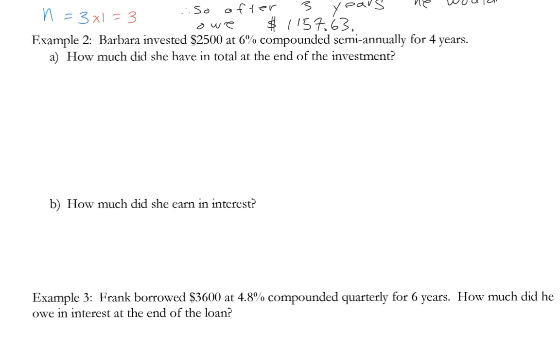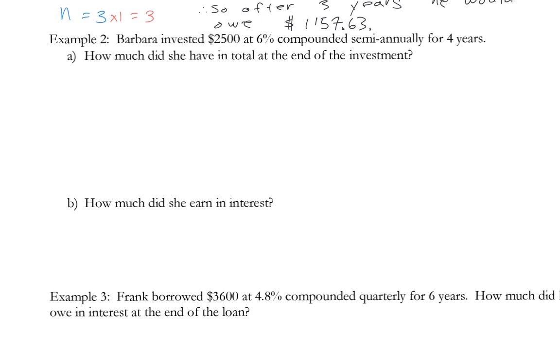Example number 2 has Barbara, who invested $2,500 at 6% compounded semi-annually, okay? When you have something that compounds semi-annually, the compounded part tells us that we have to use that A equals P(1 plus i) to the n calculation, that equation that I gave you at the beginning, okay? Now, we're going to have to use that, and because of that, we have to set up our A, P, I, N.